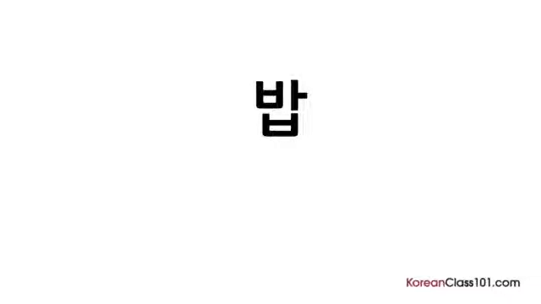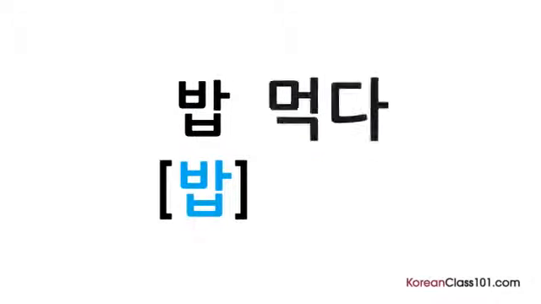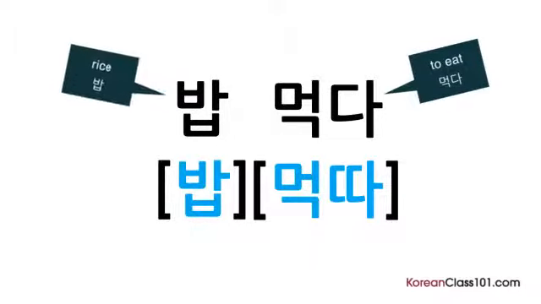Then let's read this one. Can you read it correctly? It's easy, right? It's 밥, meaning rice in Korean, with the verb 먹다, to eat, and this noun, rice, 밥, you can say to eat rice in Korean. Unlike English, you say the noun before the verb.